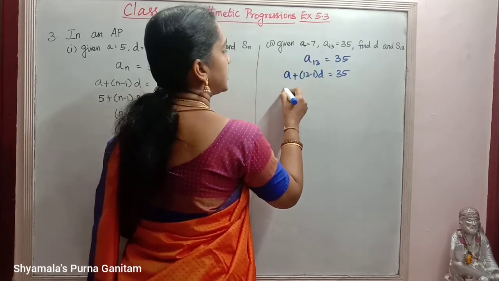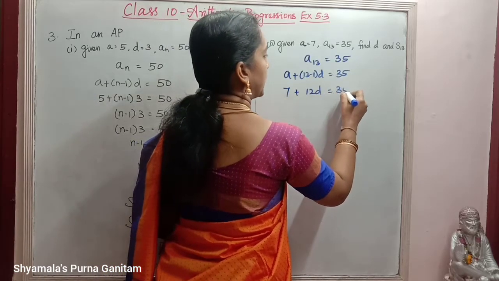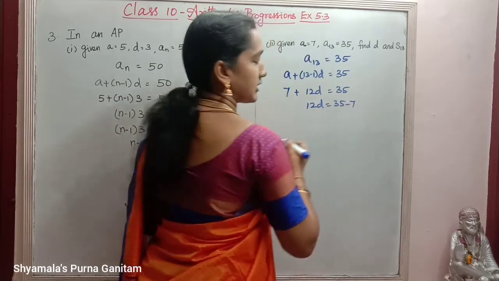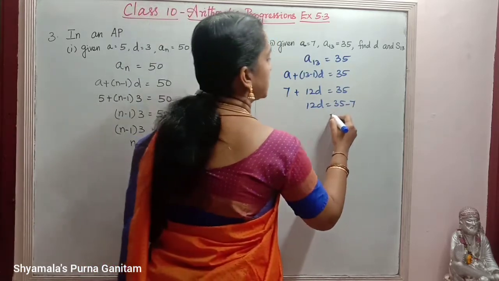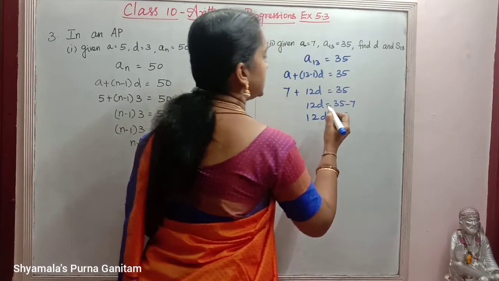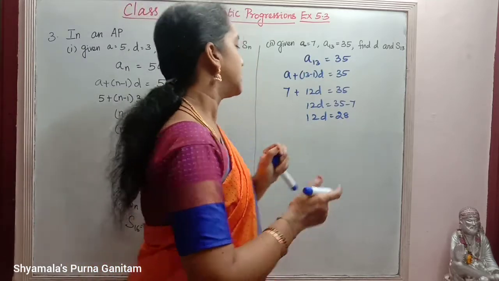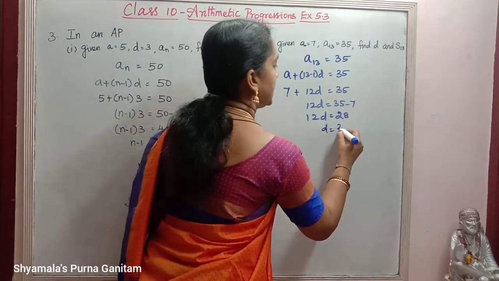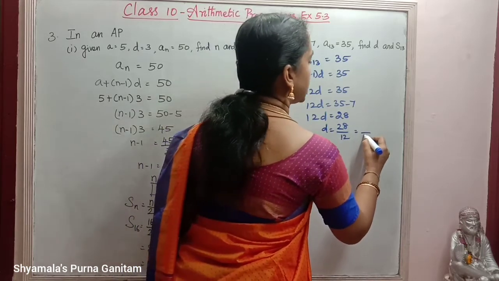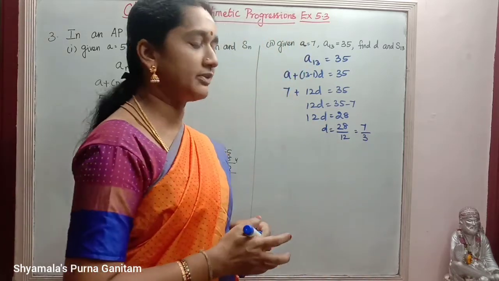So A value is given as 7 plus 12D is equal to 35. So 12D is equal to 35 minus 7. So 35 minus 7 is 28. So 12D is equal to 28. So D is equal to 28 by 12. So this is equal to, 4 3s are 12, 4 7s are 28. So D is equal to 7 by 3.